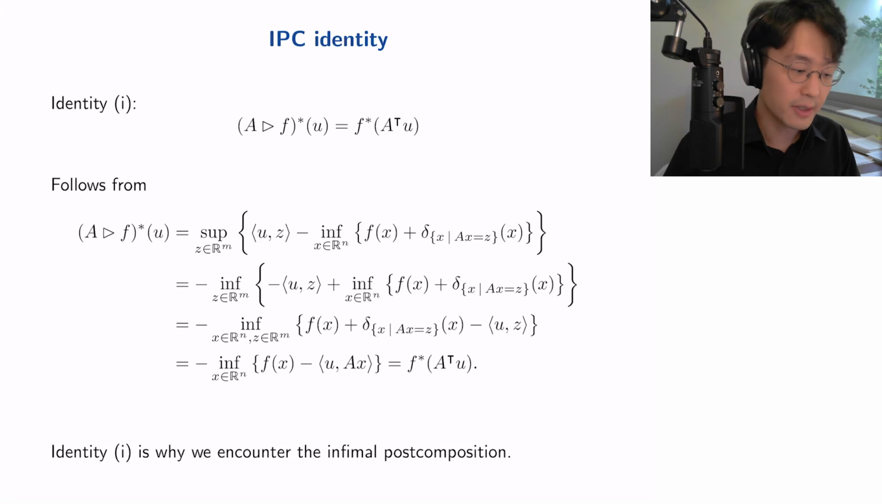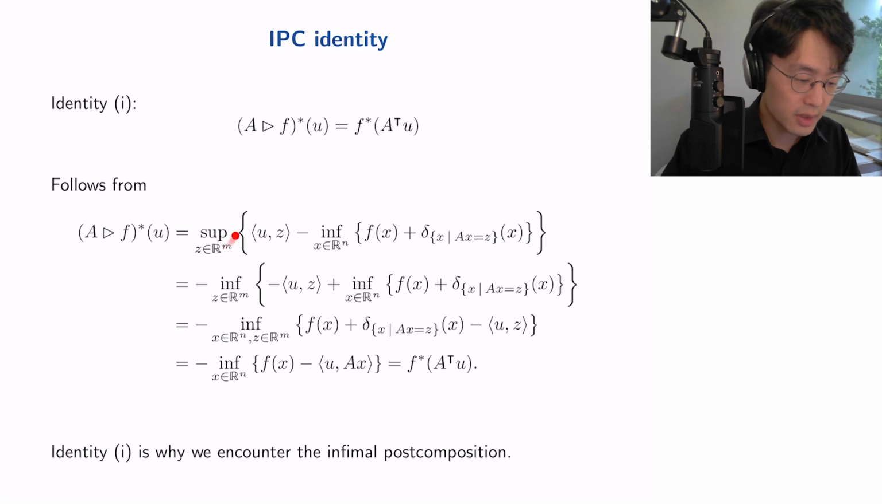Let's derive this identity. So we take the IPC function of f by a and take the conjugate. Well, to do so, we directly apply the definition of the conjugate, where the input to the conjugate is u. So we have u inner product x, where x is the optimization variable. And here we just plug in the definition of the IPC function.